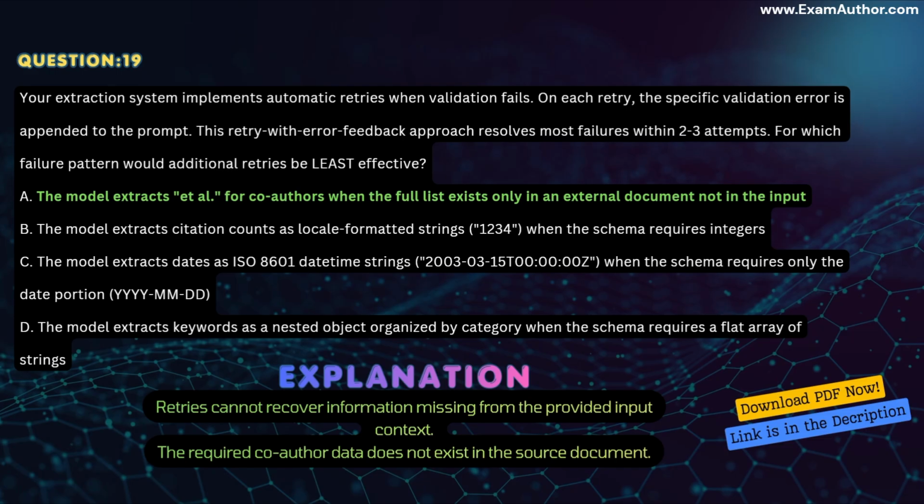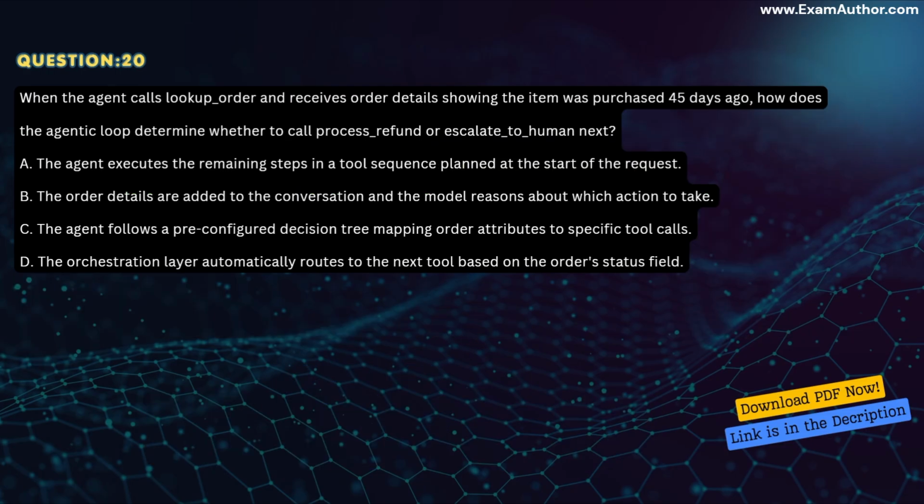Question 20. When the agent calls lookup_order and receives order details showing the item was purchased 45 days ago, how does the agentic loop determine whether to call process_refund or escalate_to_human next? A. The agent executes the remaining steps in a tool sequence planned at the start of the request. B. The order details are added to the conversation and the model reasons about which action to take. C. The agent follows a preconfigured decision tree mapping order attributes to specific tool calls.